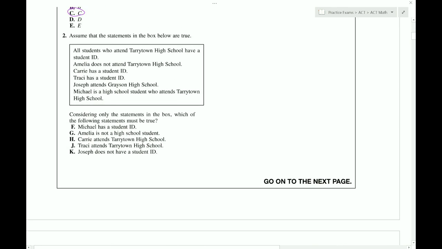Assume that the statements in the box below are true. Considering only the statements in the box, which of the following statements must be true? Alright, let's see. Michael is a high school student who attends Tarrytown High School. And all students who attend Tarrytown High School have a student ID. So Michael has a student ID, yeah.